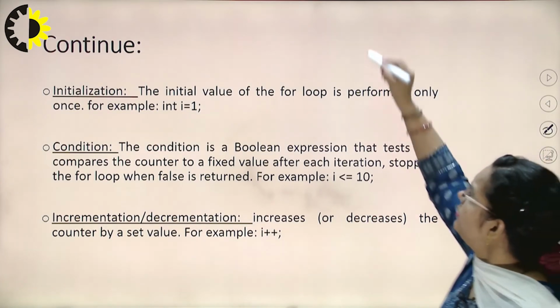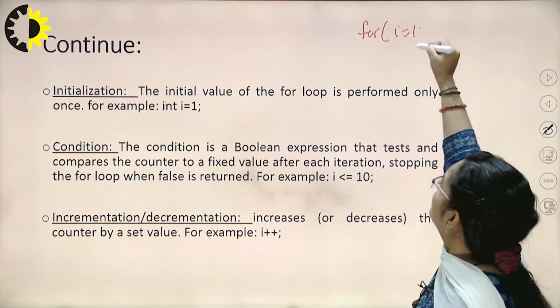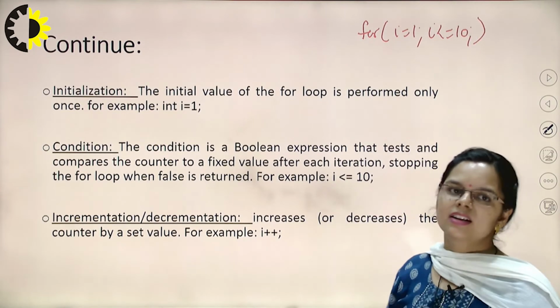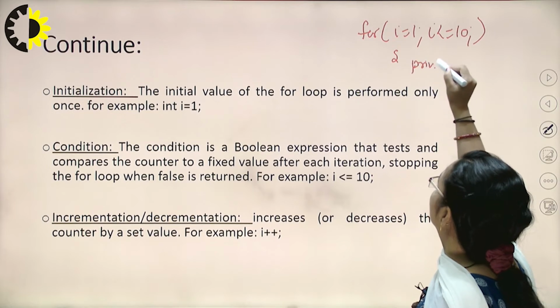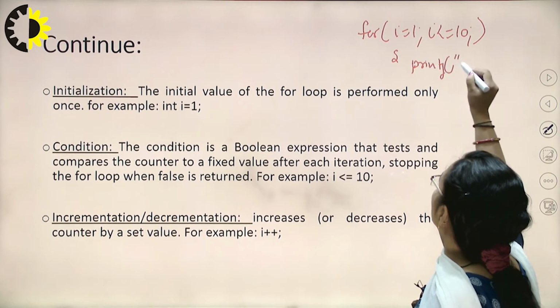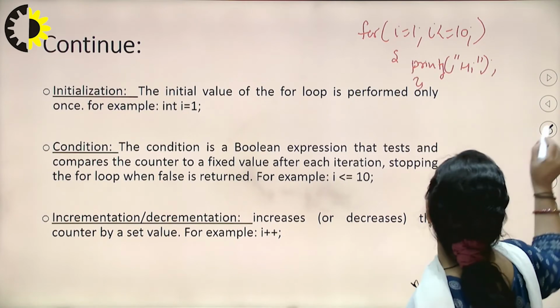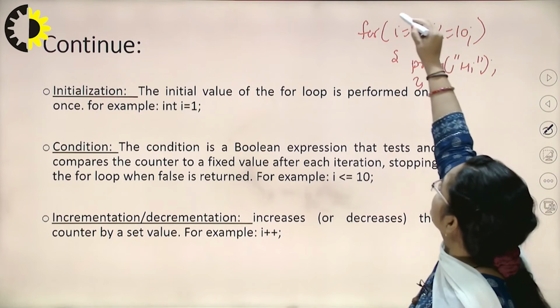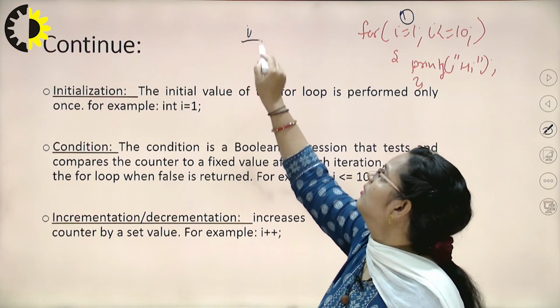See, if we have this statement for I equals to 1, I less than equals to 10, and we have not entered any updation. And what are we writing? We are writing printf hi. If we check how it is executing step by step, our first step is this. The counter variable I would become 1, right?